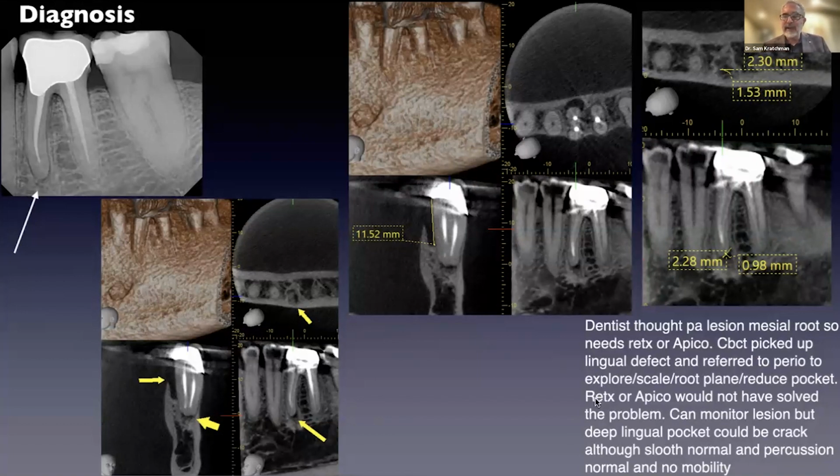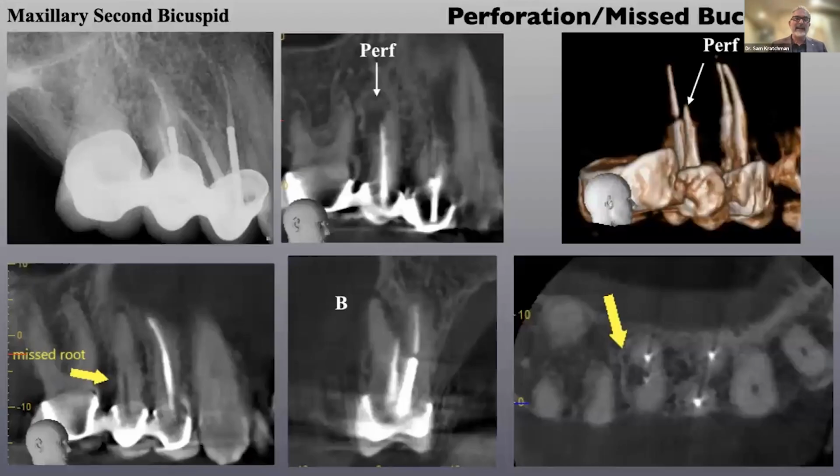So I did nothing, and then I referred to a periodontist who actually comes into my friend's office once a week to explore that area, either surgically or do a scaling or root planing to try to reduce that pocket in that area. Okay, so a retreat or apical would not have done anything.